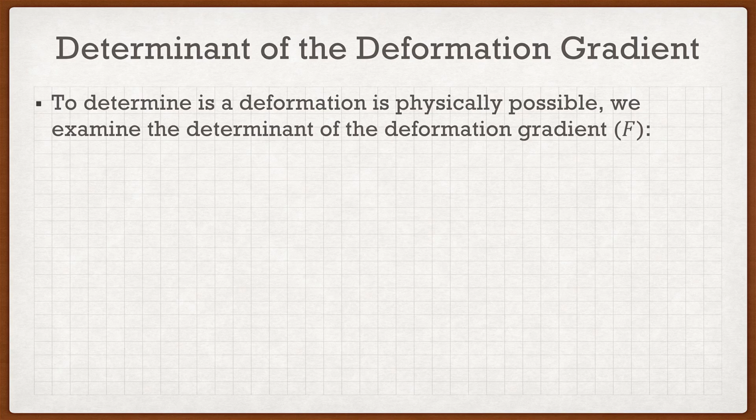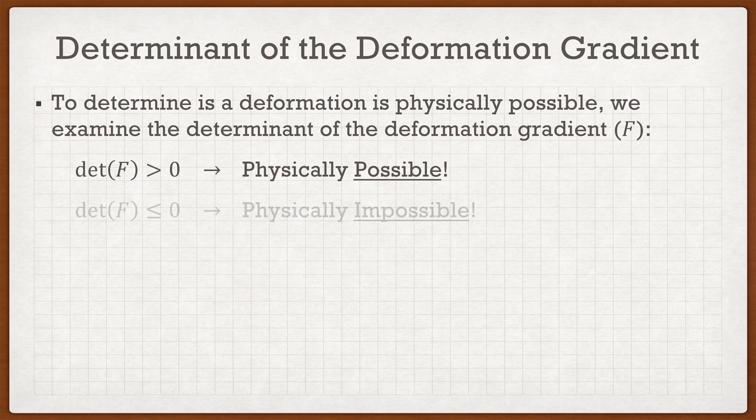So the deformation gradient we call F. And right now, you may not know what F is, but don't worry, we're going to talk about it. Just know that F is going to be a second order tensor or a 3x3 matrix. So we know how to find the determinant of a 3x3 matrix. And the following is true. If that determinant of F is greater than 0, this means that our deformation is physically possible. And on the other hand, if the determinant of F is less than or equal to 0, this means that the deformation is physically impossible.